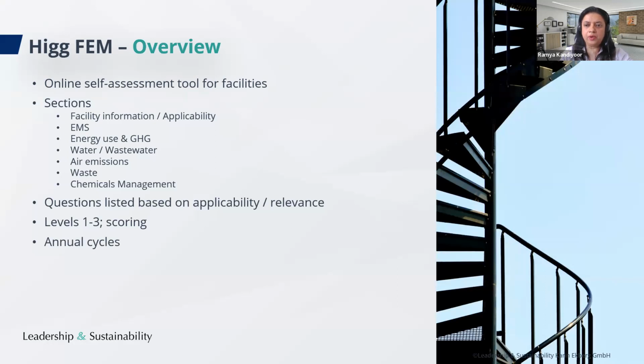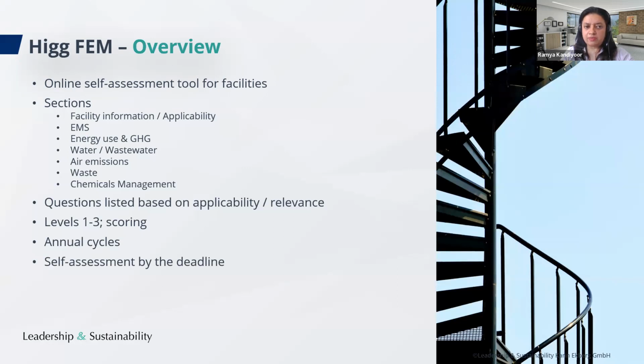In terms of the annual cycles, you have to respond to your self-assessment by the 30th of April if you want to take part in the benchmarking. The verification can be done anytime between January to December 31st of a particular year. And in Higg FEM, when we are reporting all of the values, we have to report the values from Jan to December of a particular year.